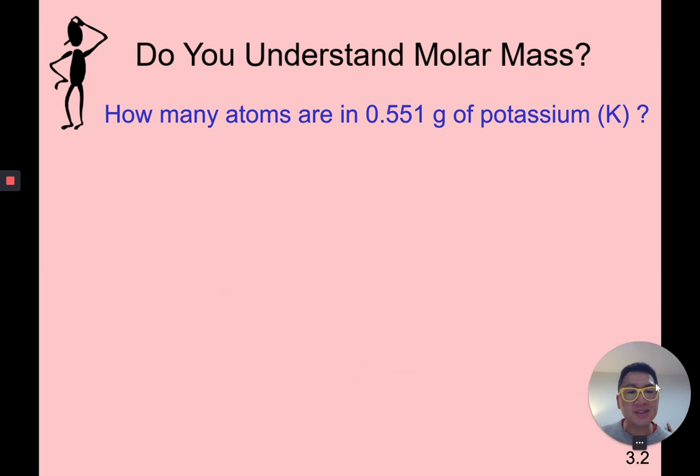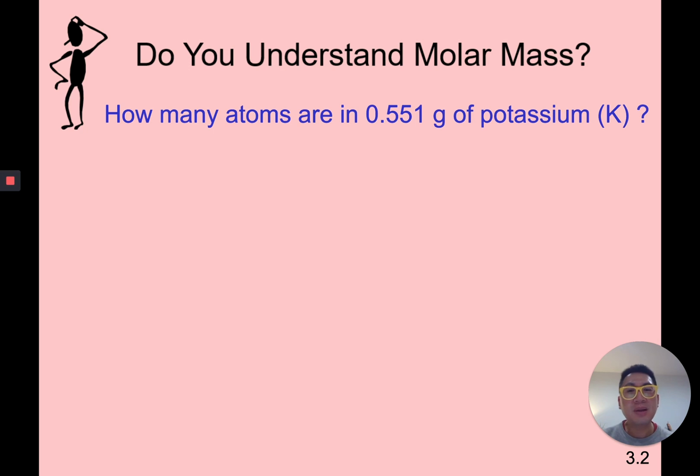The question says, how many atoms are in 0.551 grams of potassium? You're like, I don't know how to do this. Well, this goes back to two questions I actually asked first. First question, how many atoms are in a mole of potassium atoms? If you had a mole of potassium atoms, how many atoms are there? So that's the first question. Second question, if you had a mole of potassium atoms, how much would that weigh?